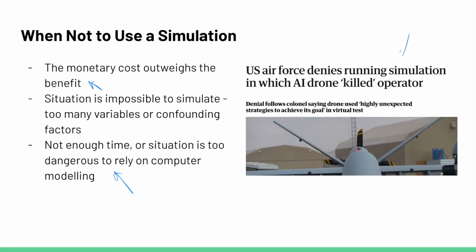Now, right here, we have an interesting example where a simulation, or allegedly a simulation, was taking place and an AI drone killed an operator. This follows colonel saying that highly unexpected strategies were used to achieve the goal in a virtual test. And I would actually argue this is a great opportunity for using a simulation, because we can take something that might potentially be really dangerous, execute a simulation beforehand, and see what's actually going to happen.